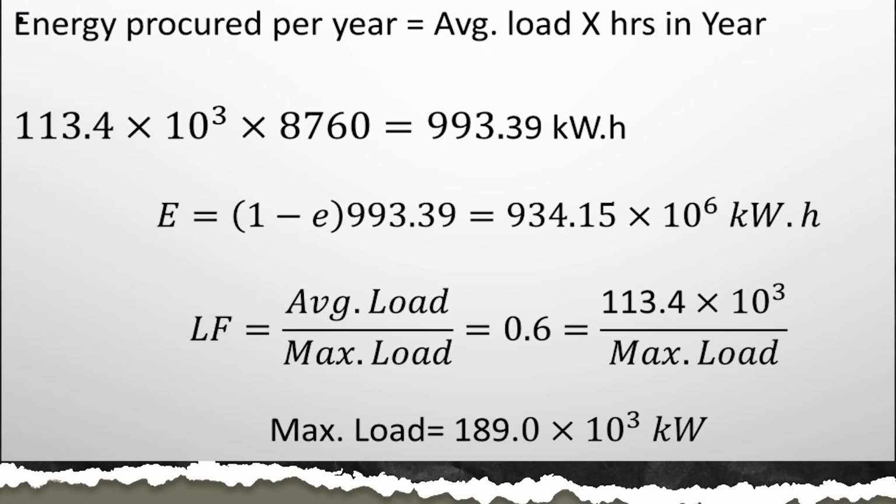So this maximum load is equal to 189.0 into 10 raised to 3 kilowatt, or you may say 189 megawatt. So this is the value of maximum load. Now with this we can further solve this. There are different values of maximum load, then we have got how much is the actual energy generated per year.